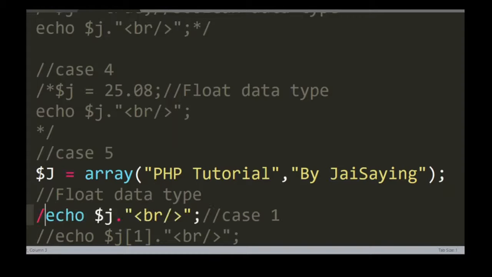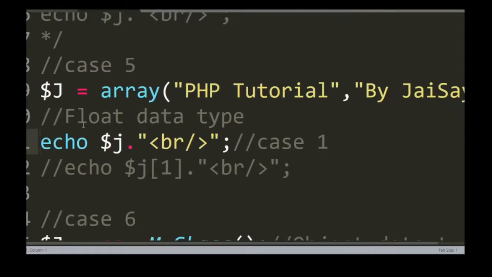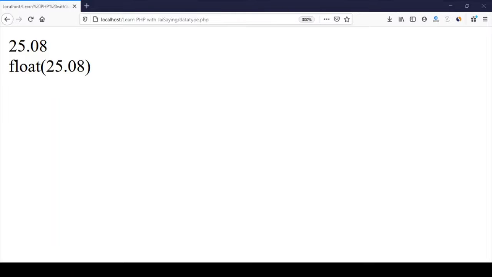Okay, so for the first case, please check very carefully how I am going to print this one and how I am going to execute it. You can check here. I am going to print this like a normal variable. So what will happen if I print this as a normal data type? You can check here.